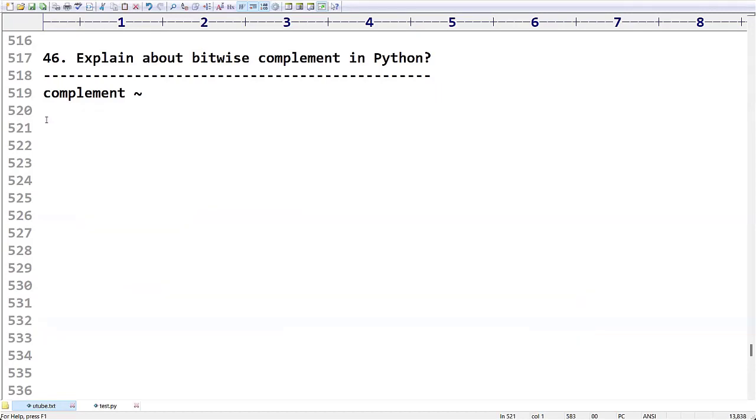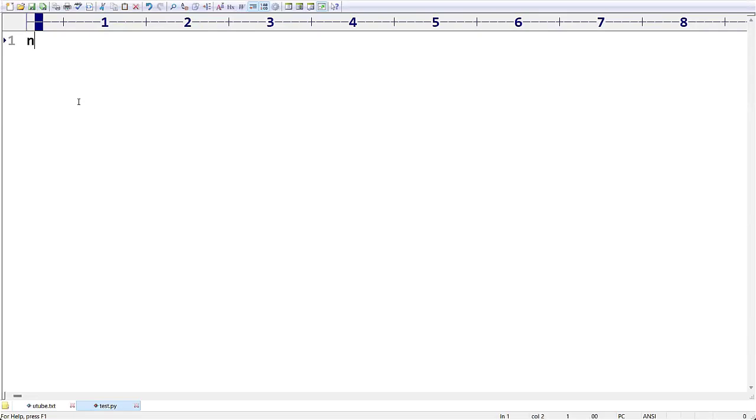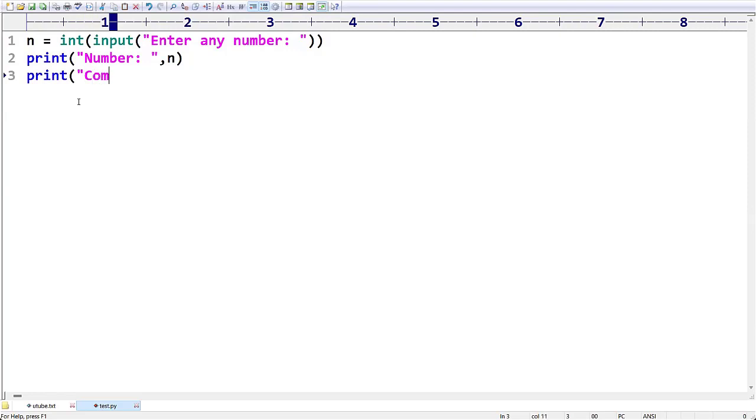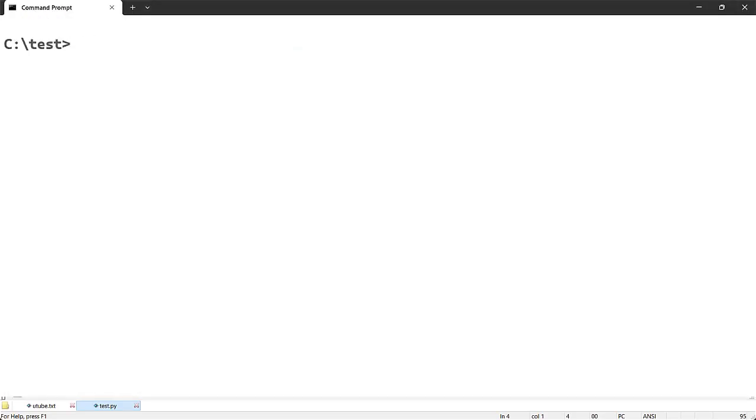Let us go for executable code, sir. Now I am writing n is equal to int of input, enter any number. Sir, I print the given number as it is. And the complement of the given number is nothing but complement of n, like that I am taking. We are not required to do these two's complement things because internally it will take care of that. Let us run.